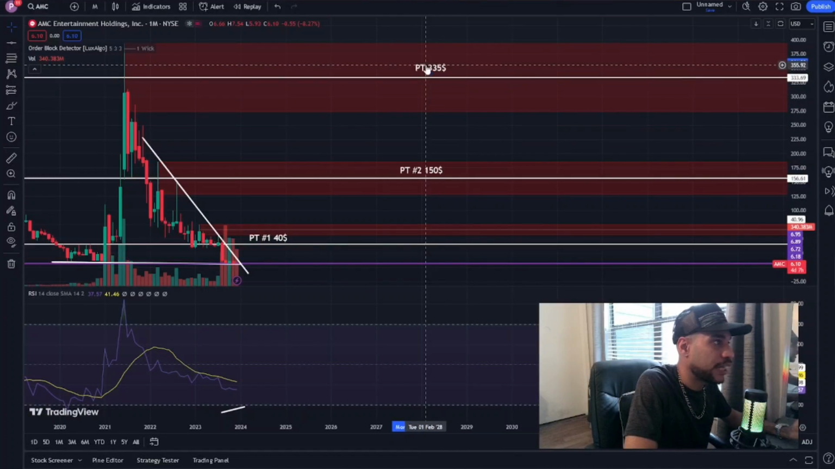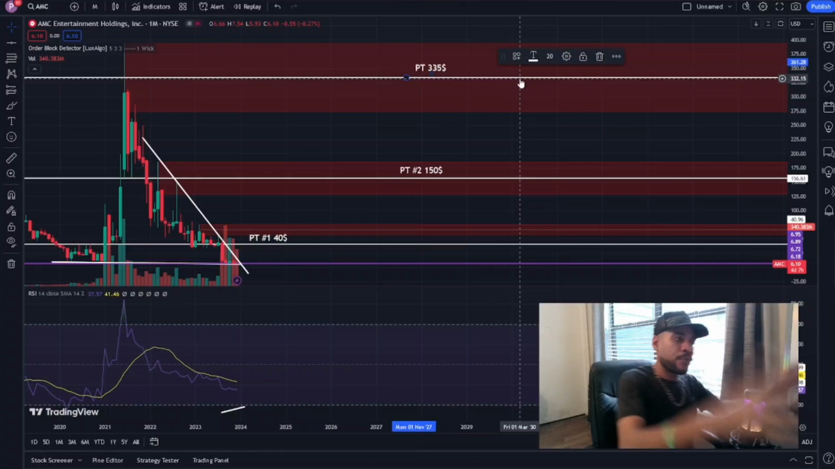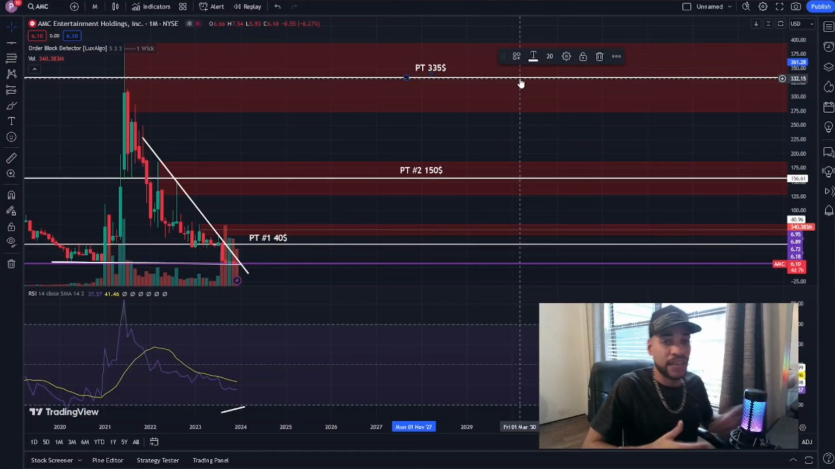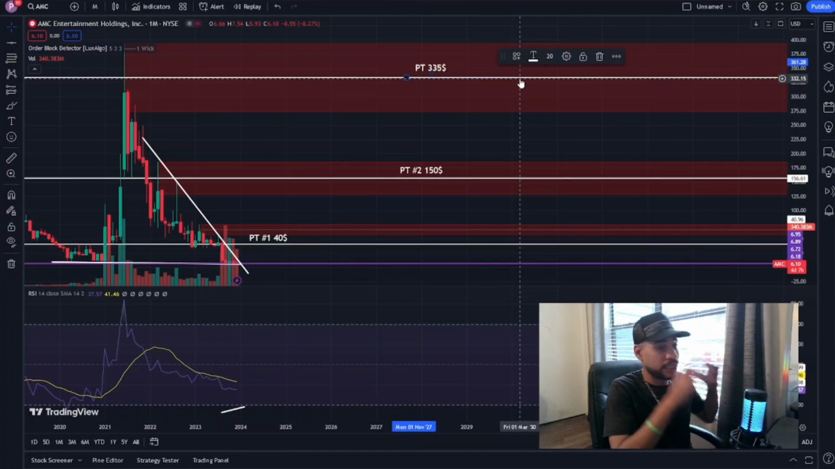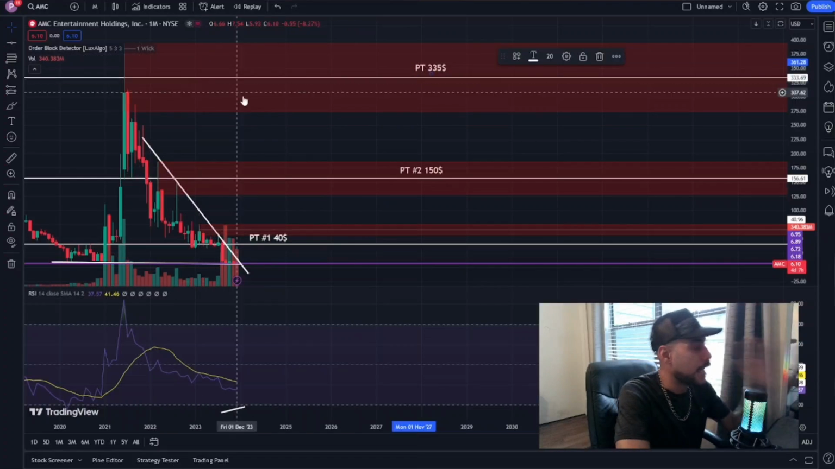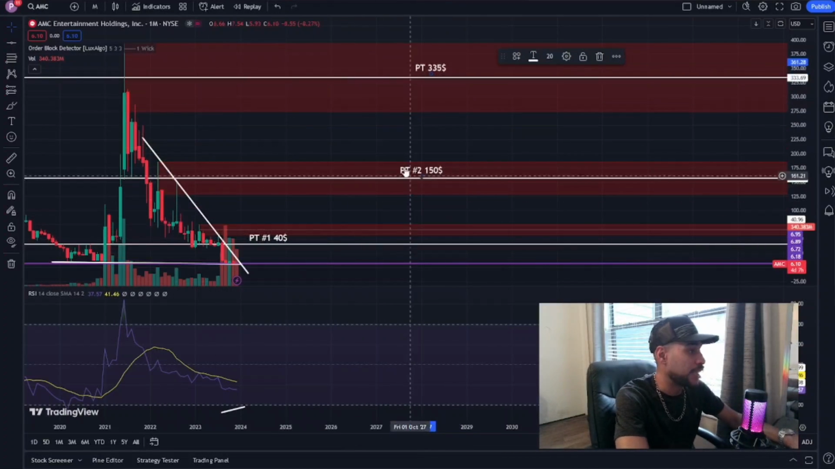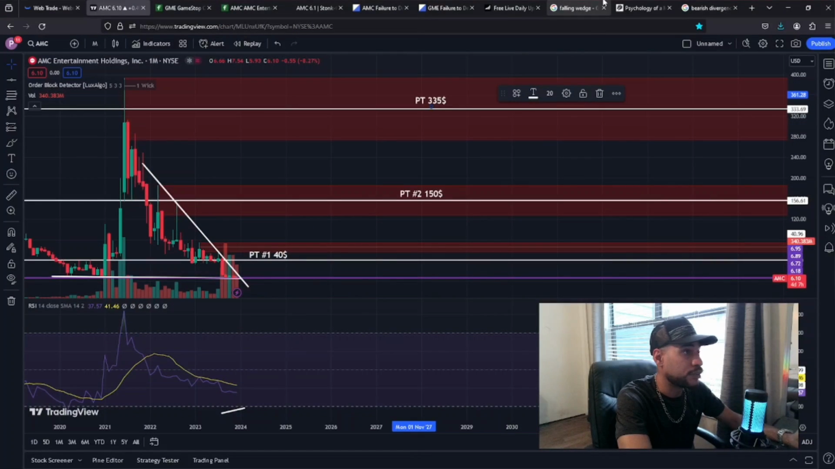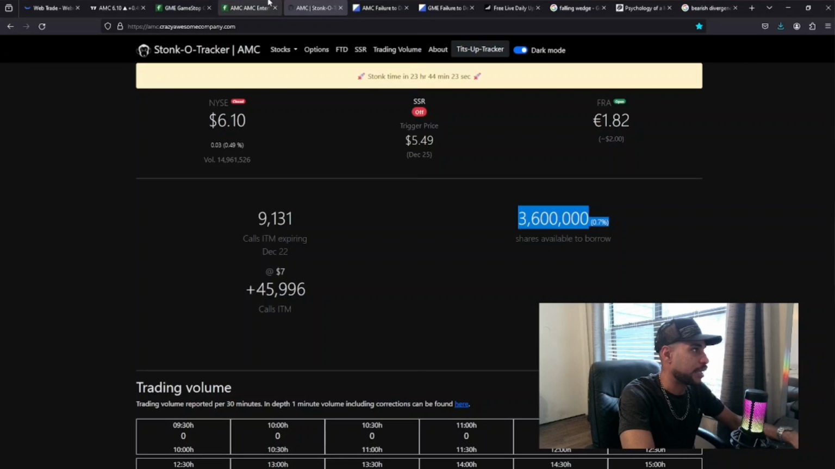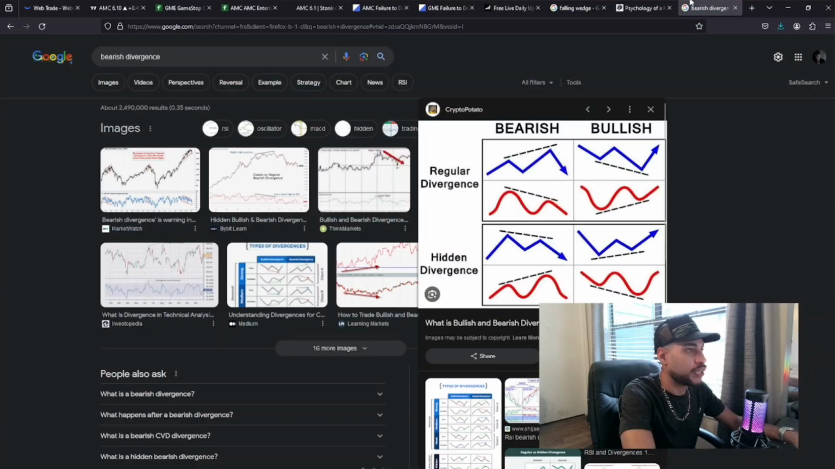I'll make an updated one later, but at this point in time, based off the charts, the facts, the data, all of the numbers we have, the technicals, this is what I'm thinking for AMC stock. I do not have a bias between AMC or GME. This is just based off of the data that I have in front of me, the FTDs, the liquidity, technicals, everything that I'm looking at that I explained in this video. So those are your price targets for AMC.